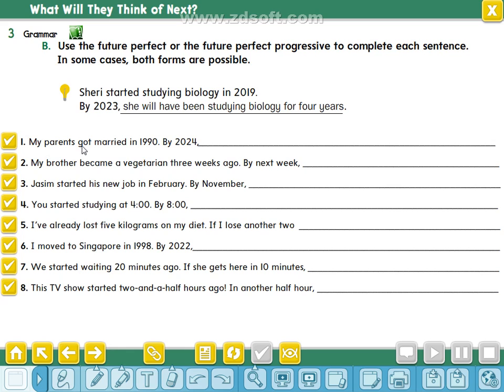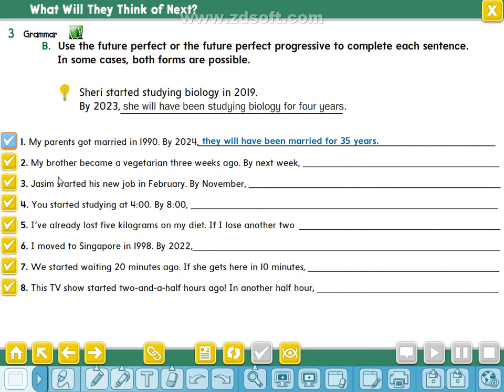My parents got married in 1990. Begin with by 2024. So the period is 34 years. So we can say that by 2024 my parents will have been married for 34 years. Excellent, my dear. Or 35 or 30, okay. By 2024 they will have been married for 34 or 35 years. That's right. Here we are focusing on the duration, and the action will be happening in the future before a specific time.